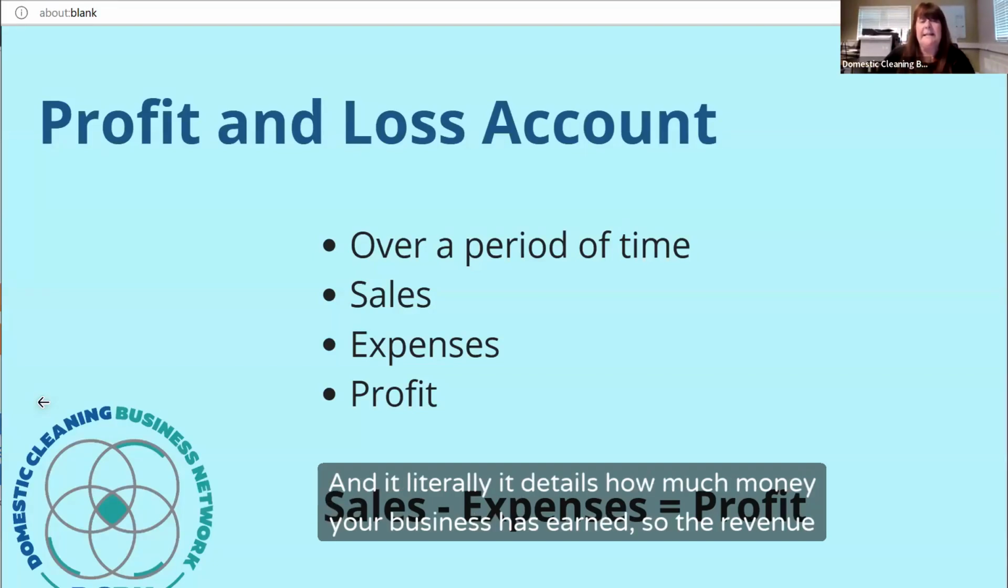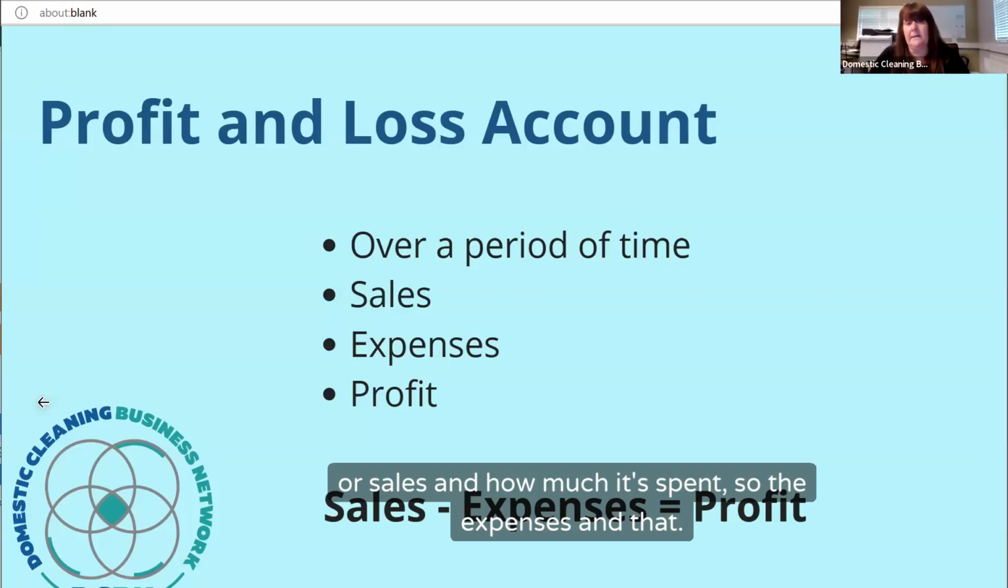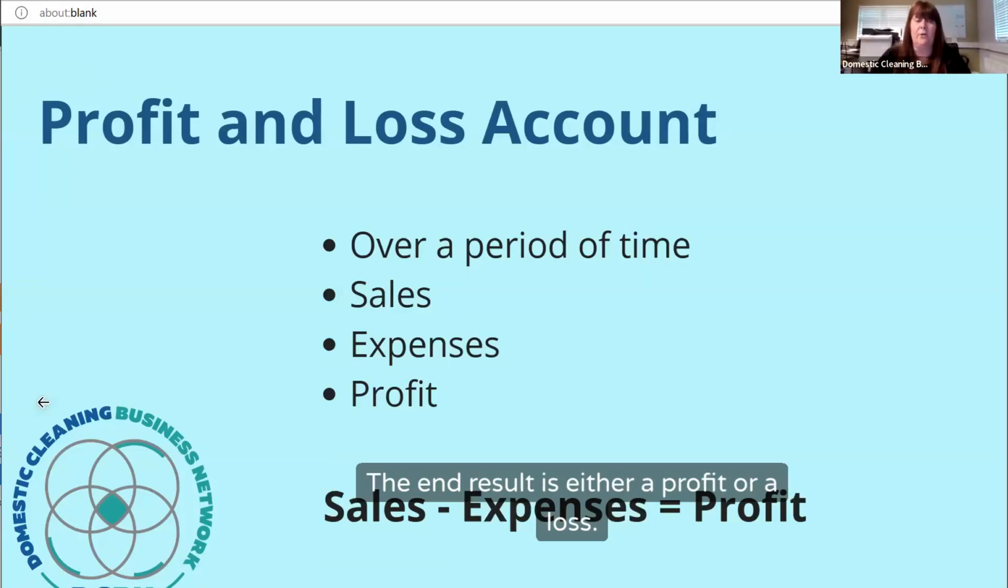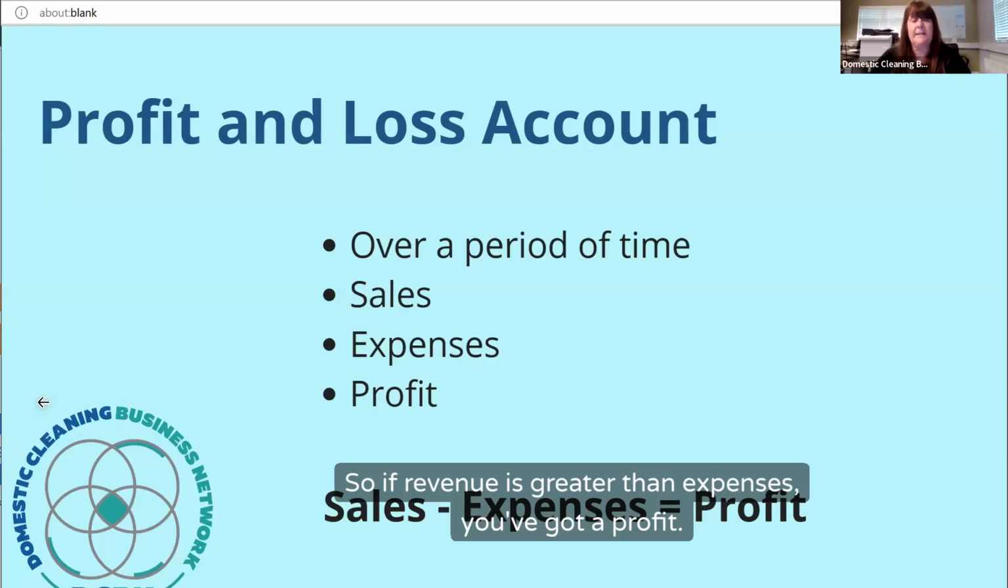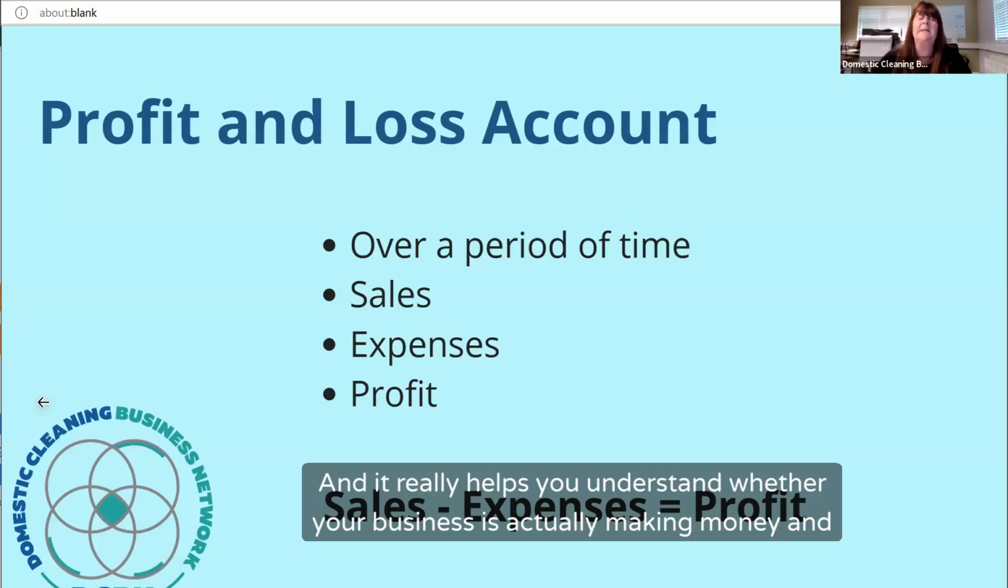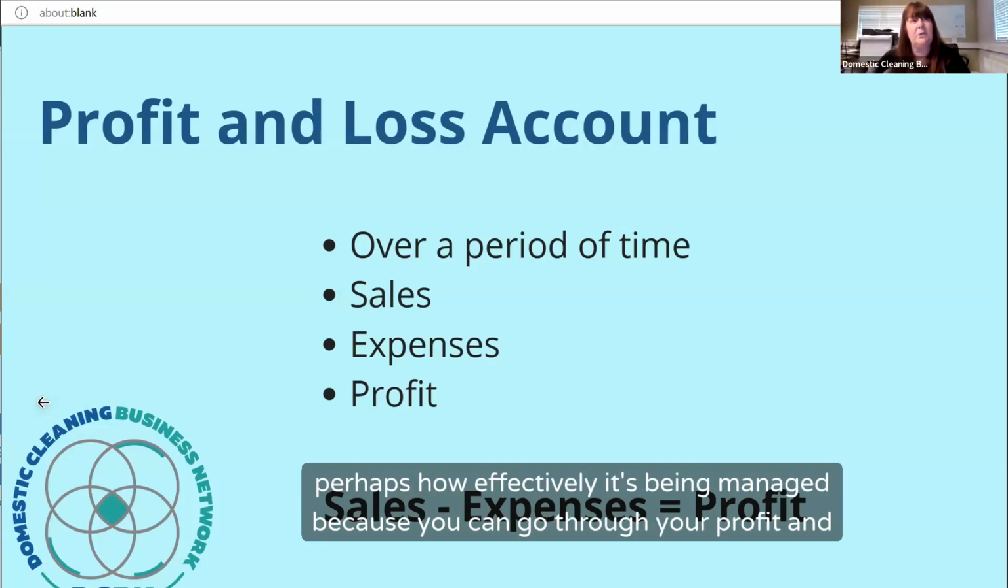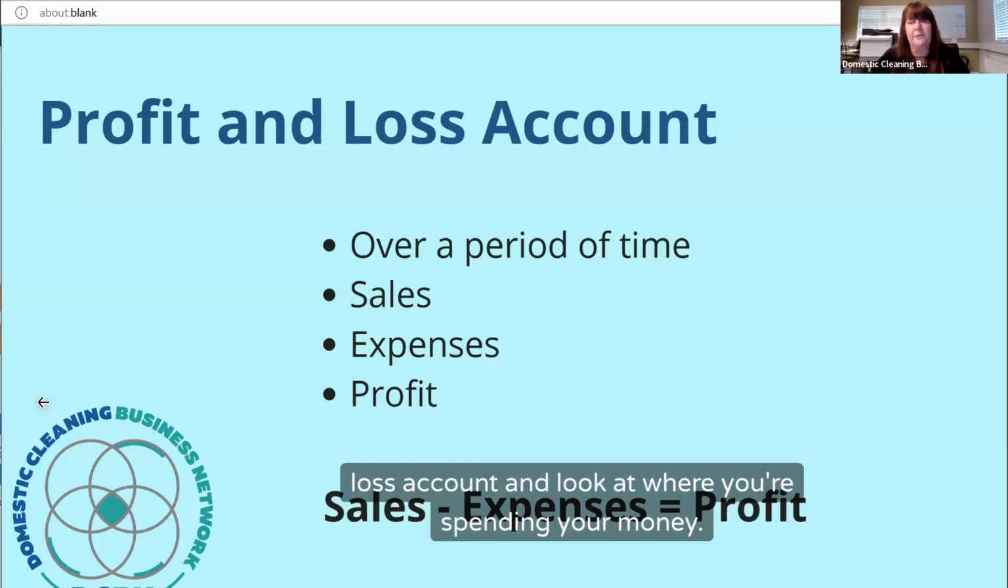And it details how much money your business has earned, so the revenue or sales, and how much it's spent, so the expenses, and that the end result is either a profit or a loss. So if revenue is greater than expenses, you've got a profit, and if expenses are greater than revenue, you've got a loss. And it really helps you understand whether your business is actually making money and perhaps how effectively it's being managed, because you can go through your profit and loss account and look at where you're spending your money.